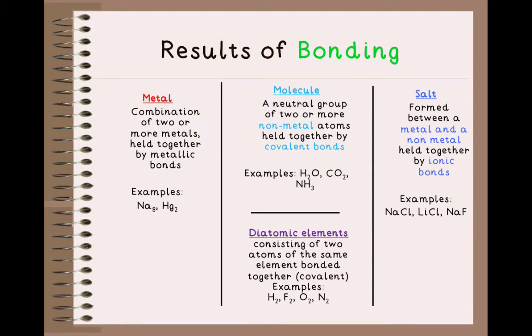And one example that only happens in molecules are the diatomic elements. They are 2 non-metals joined together by covalent bonds. So here we have 2 hydrogens, 2 of the same, 2 fluorines, 2 of the same, 2 oxygens, or 2 nitrogens. These are called diatomic elements because there are 2 elements of the same type.